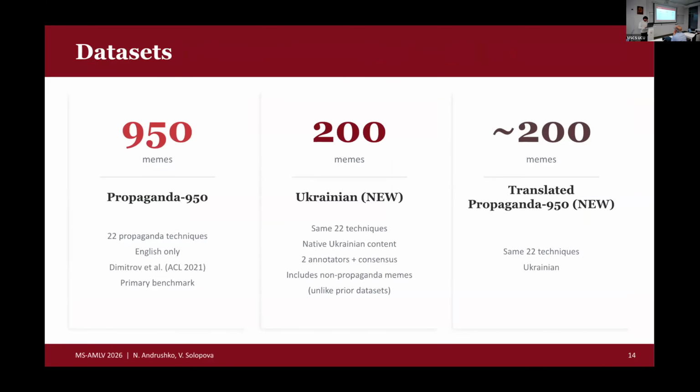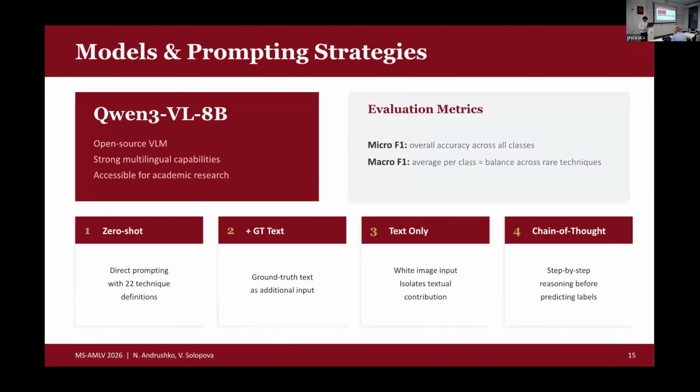As I said, we have this propaganda 950 dataset, but in our work we at least want to introduce two additional datasets: a Ukrainian one, which is new, with the same techniques but a different cultural context, as I said. And we want to use the translated dataset from propaganda 950, which will be used in the previous research question.